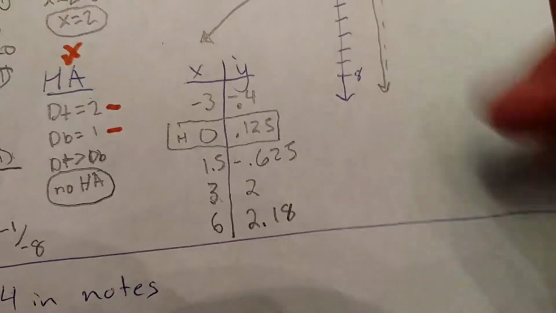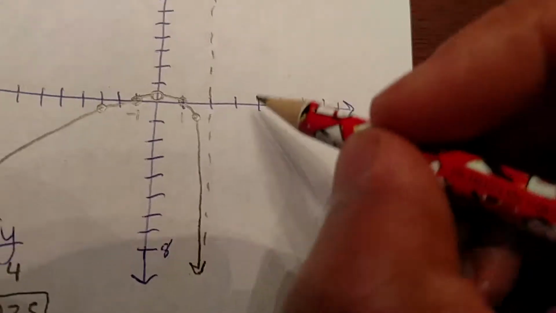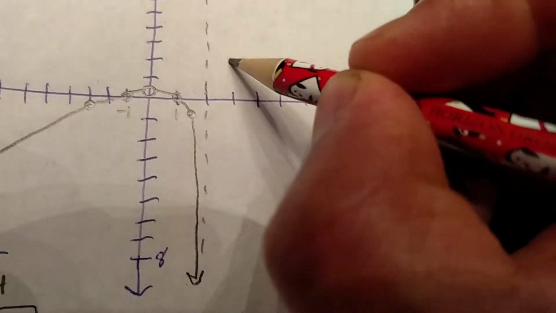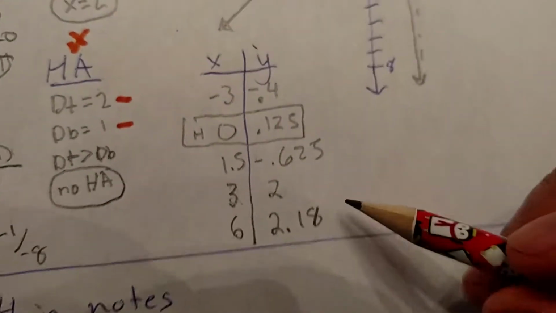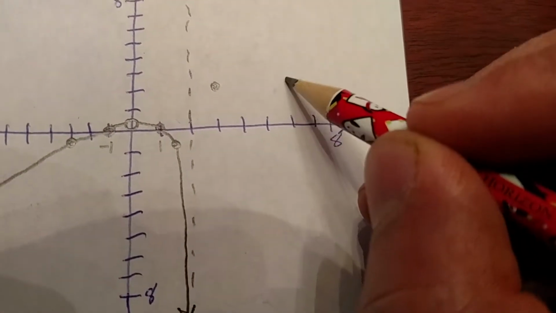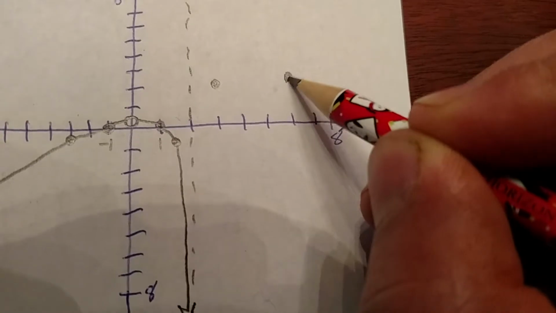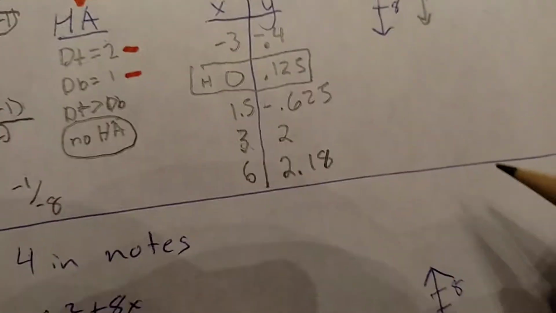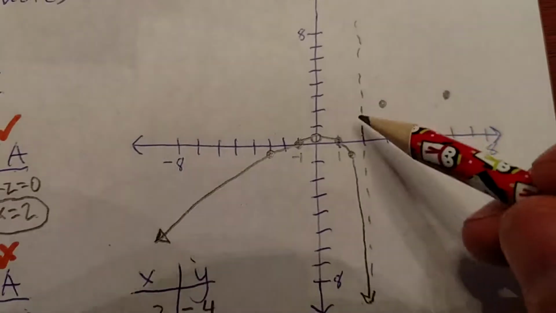Next side of the graph, we go to these points. Over 3, up 2. And over 6, up 2.18. So it's up a little bit more. That really doesn't tell me much. So I'm going to plug in 2.5, okay? I don't know what the graph is doing right there, not really.